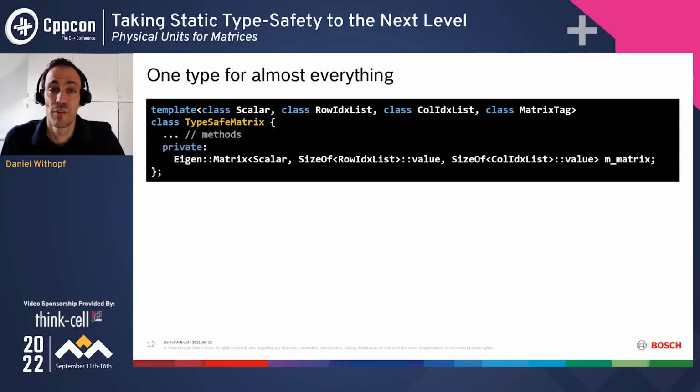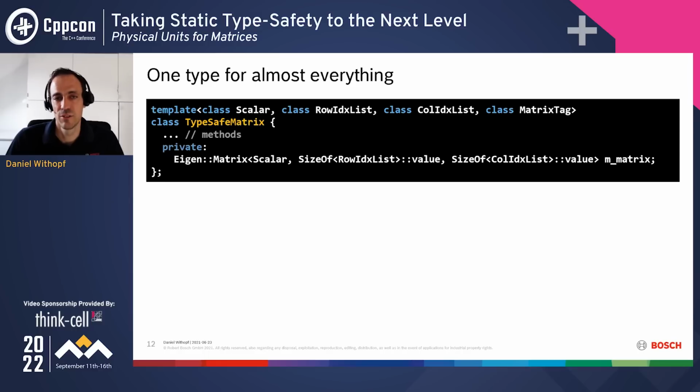Now I want to show the first type and also the most important type that is part of the library. It's named the same as the library itself. So it's called type-safe matrix. And that class has 4 template arguments. First template argument is the scalar type. So do we want to use a float, double, or some integral value as representation type inside the matrix?